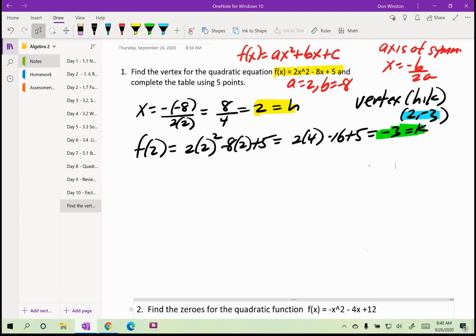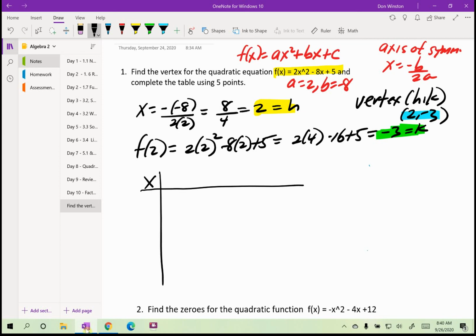So (2, -3) is my vertex. Now I can complete my table. I don't want to complete a table and everything is wrong, where you start wrong, I should say. You started at the wrong place. So my equation was 2x squared minus 8x plus 5. So I'll start at my vertex, which is (2, -3). When x is 2, y is negative 3. Go 2 points to the left and 2 points to the right, and then I'll evaluate the function at 2 values of x. The other 2 I'll have.